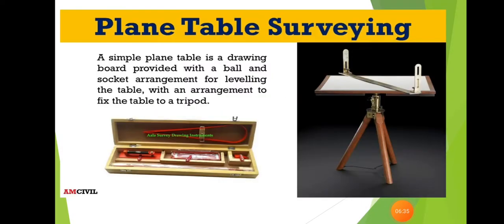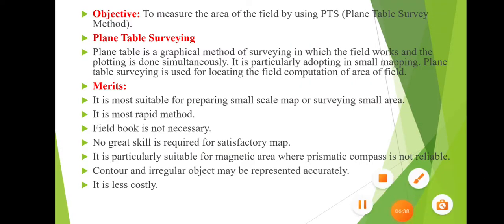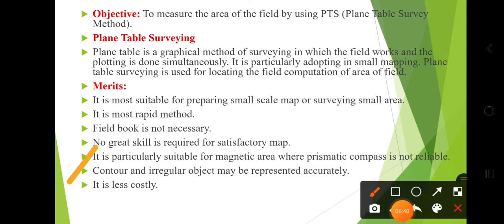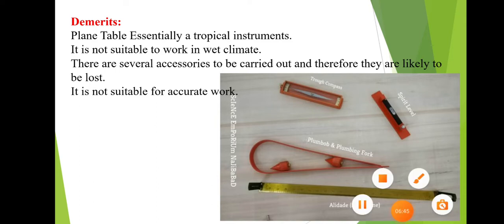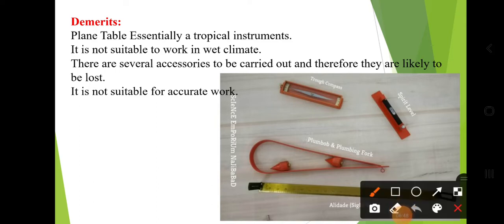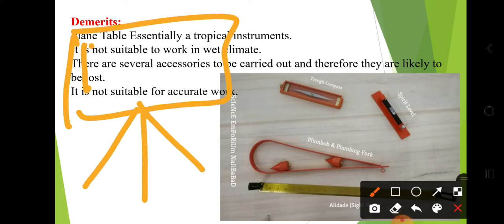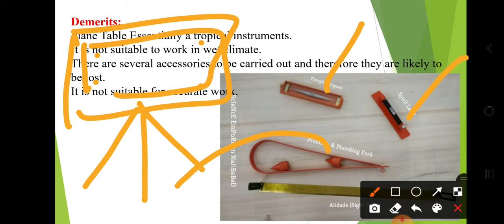It is a merit of the plane table survey that it is a less costly method, but it also has some demerits because there are so many accessories: plane table, tripod, drawing sheet, pins, trough compass, spirit level, plumb bob with U-fork, alidade. These many accessories are needed, and they may be lost in the field, and it is also very awkward to carry in the field.